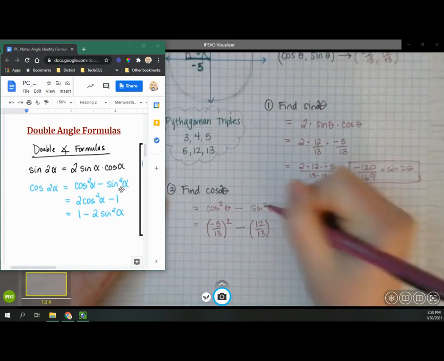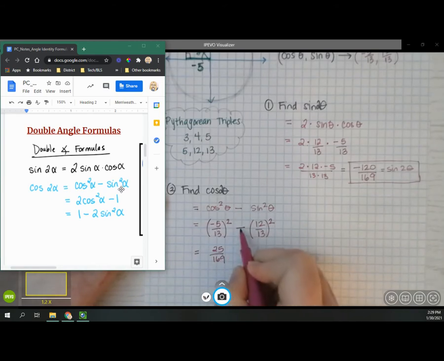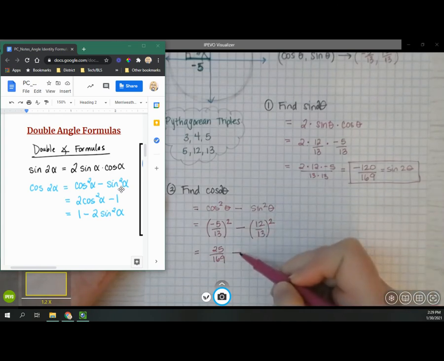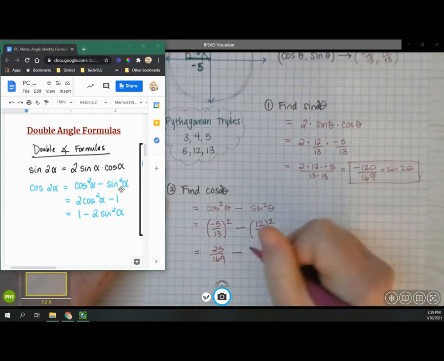And again, squared. When I simplify this, I end up getting 25 over 169. Again, a negative times a negative will turn positive. My formula still has a subtraction sign. I'm only squaring what's inside the parentheses. I am not squaring the subtraction sign. 12 squared and 13 squared give me 144 over 169.